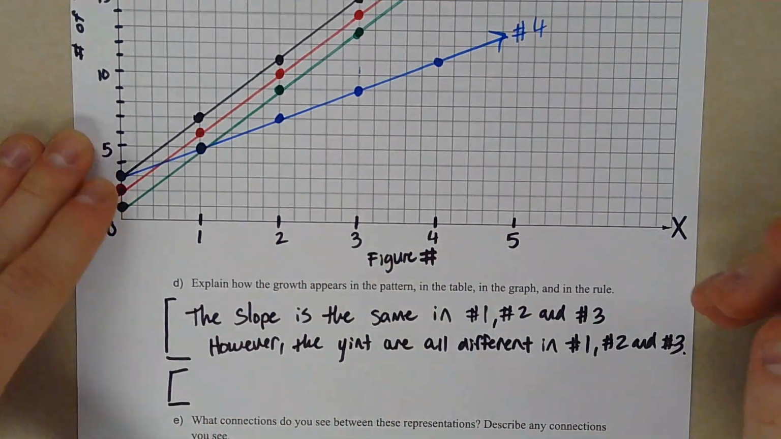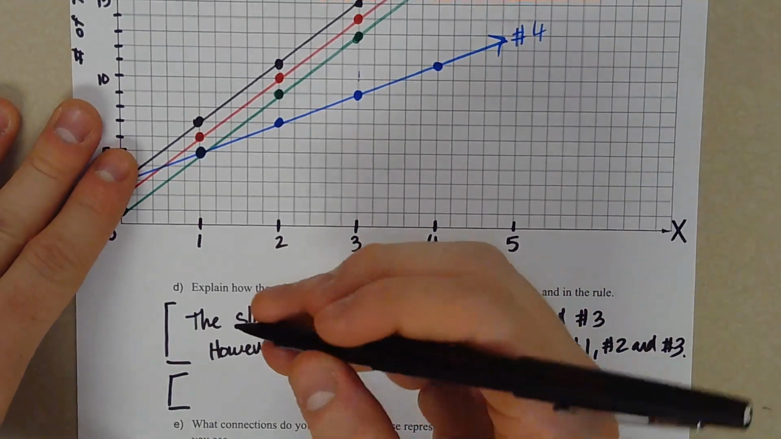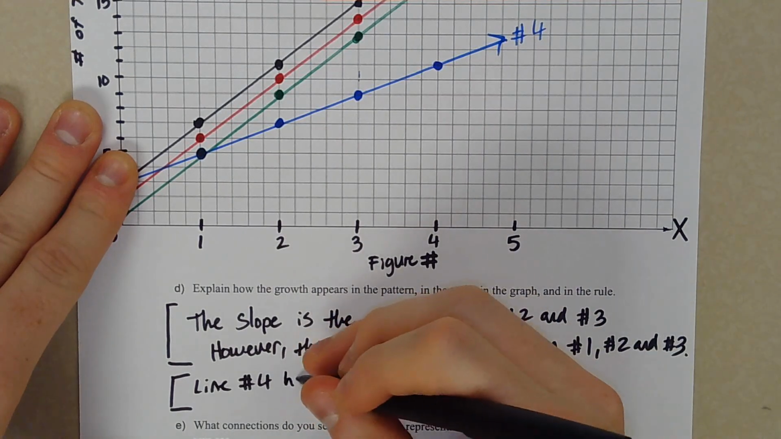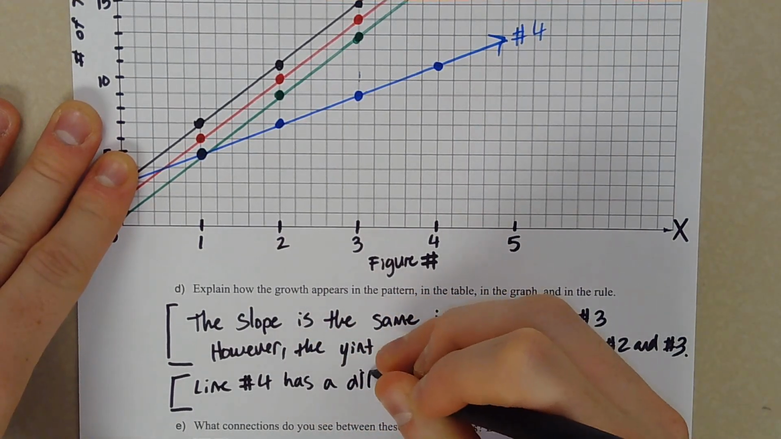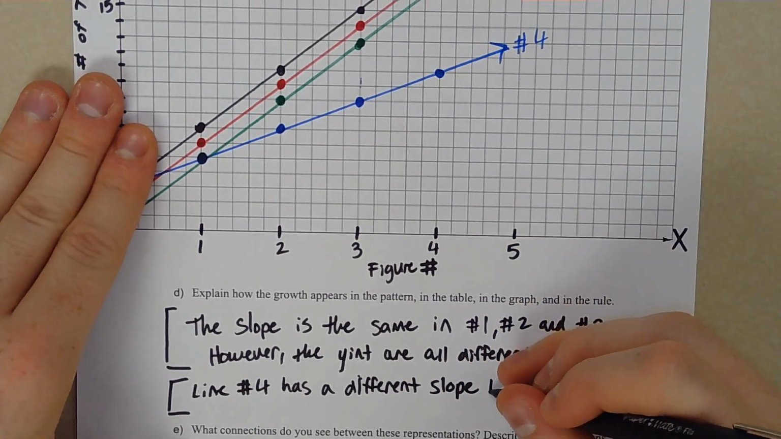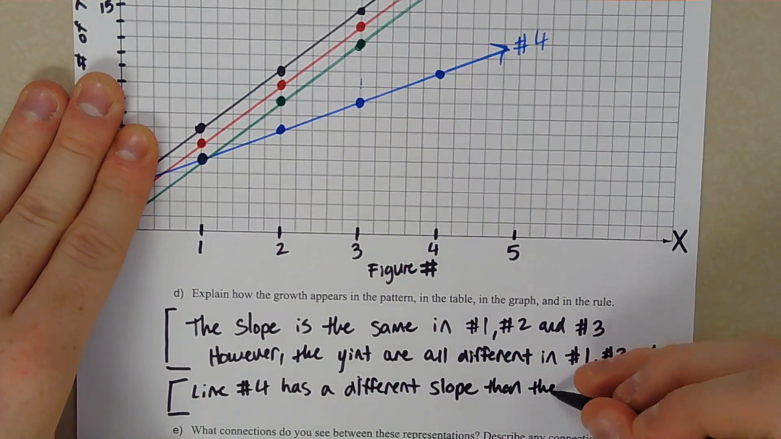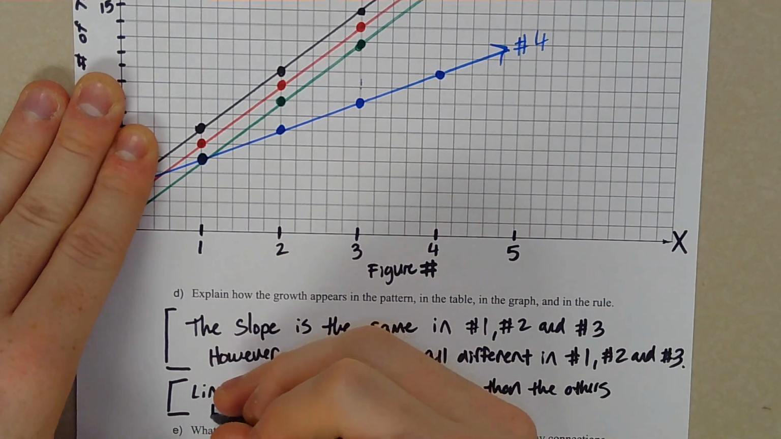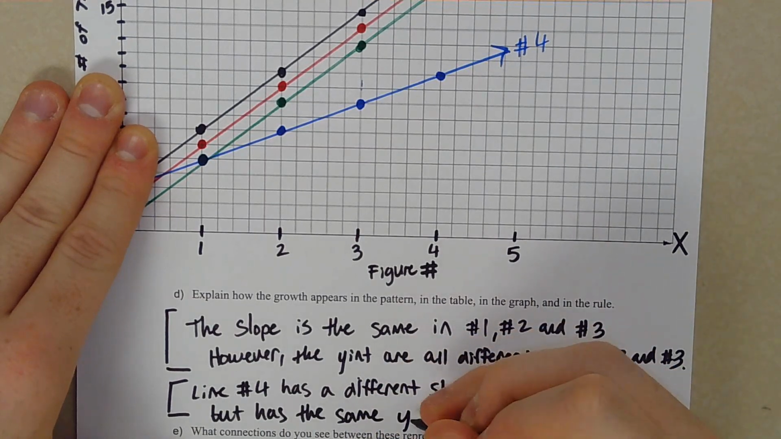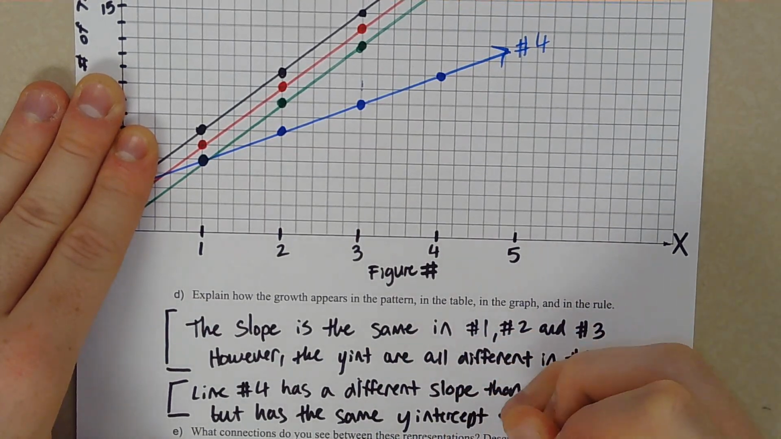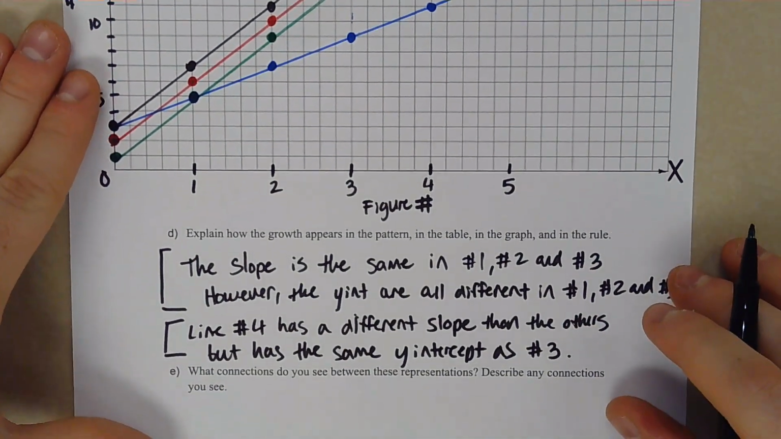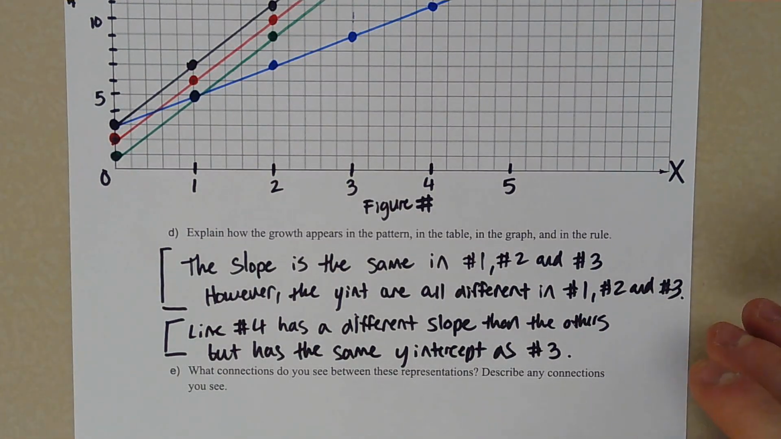I think that we should make a comment on number 4 here. We can say line number 4 has a different slope than the others, but has the same y-intercept as number 3. I'd make a pause if you need to, and you can get caught up.